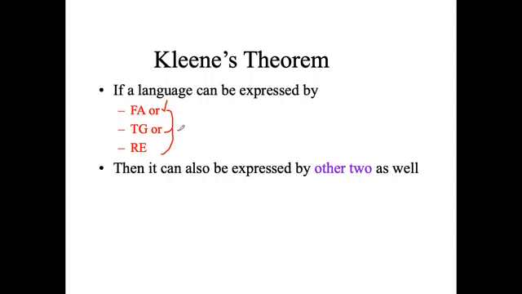Similarly, if a language is expressed by transition graph, it can be expressed by FA and it can be expressed by regular expression. Or, if a language is expressed by regular expression, then it can be expressed by a transition graph and it can also be expressed by corresponding FA. So it's actually talking about the conversion between these three types.